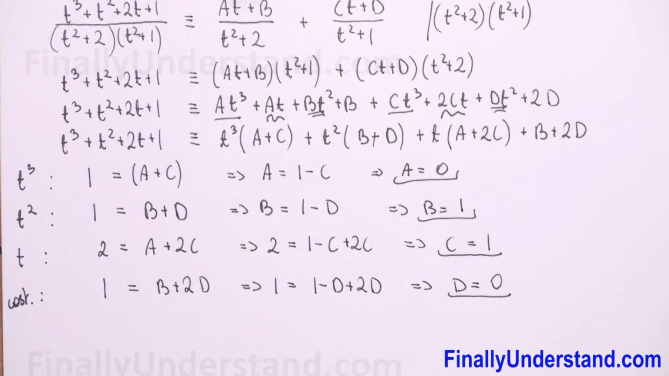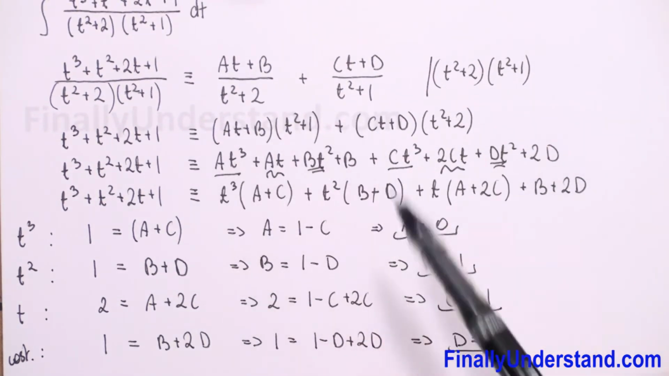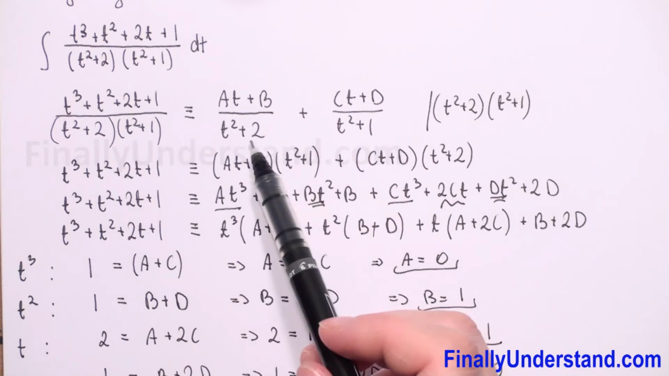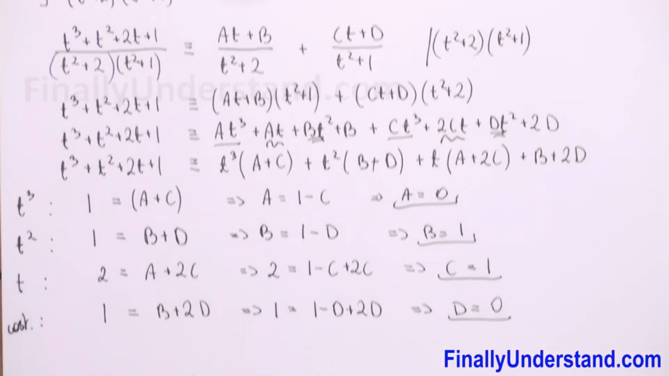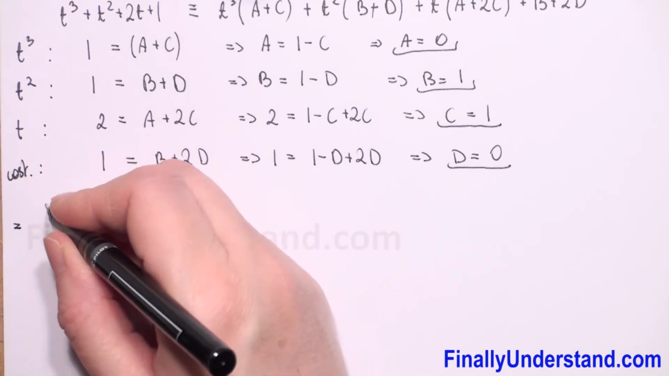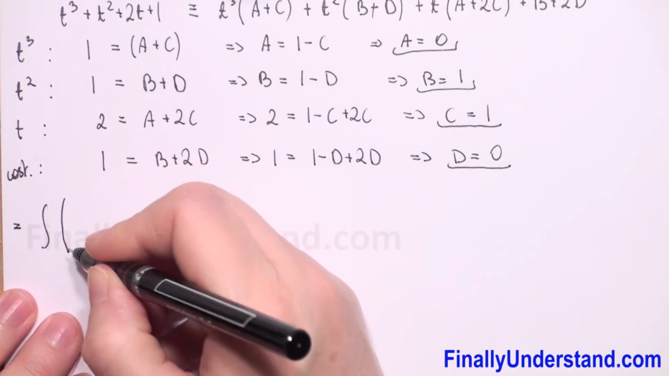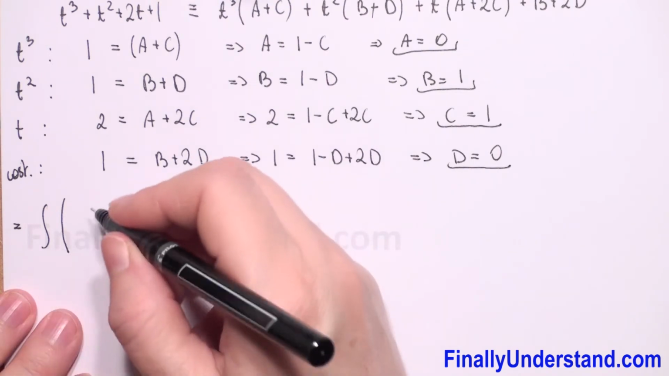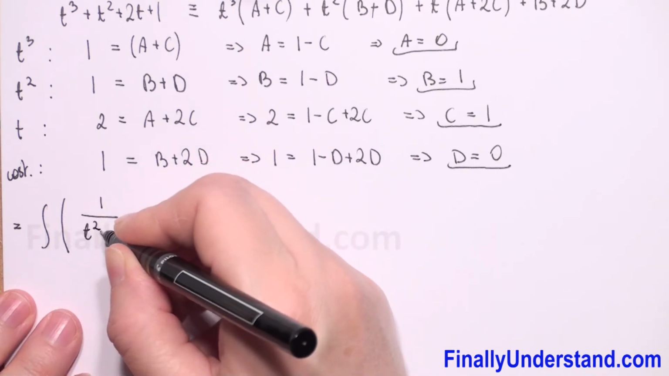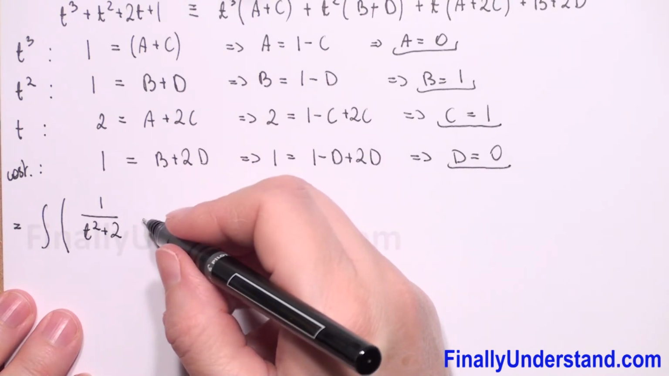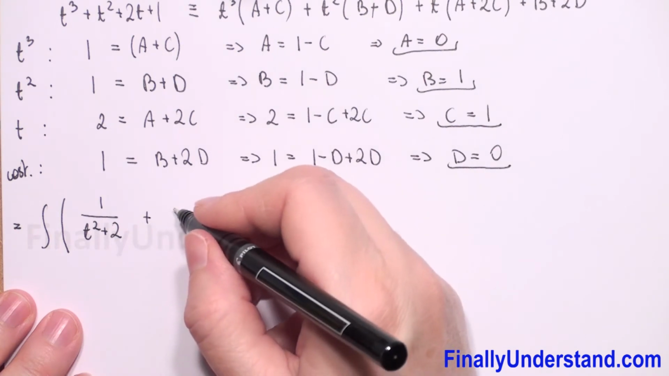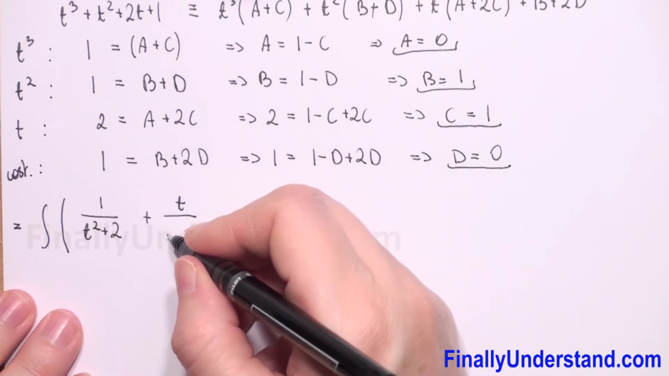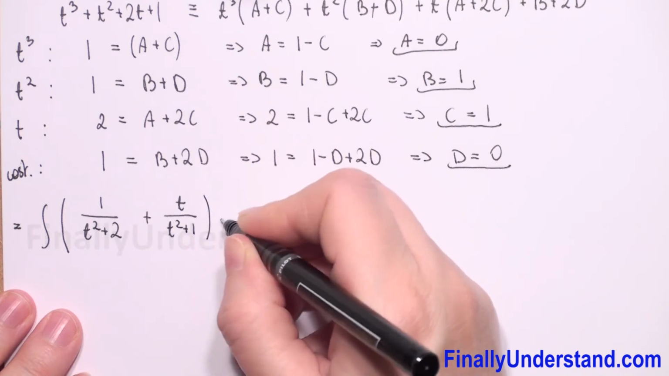Now we can come back to our partial fractions and we will rewrite our integral to sum of these partial fractions. So this is equal integral of, and in parentheses we will have a t. A is 0, so first expression we reduce, we have only b is equal 1, so it will be 1 over t squared plus 2. Next, we have plus c is equal 1, so we have t over, and d is equal 0, so we don't have to write, and we have t squared plus 1 with respect to t.